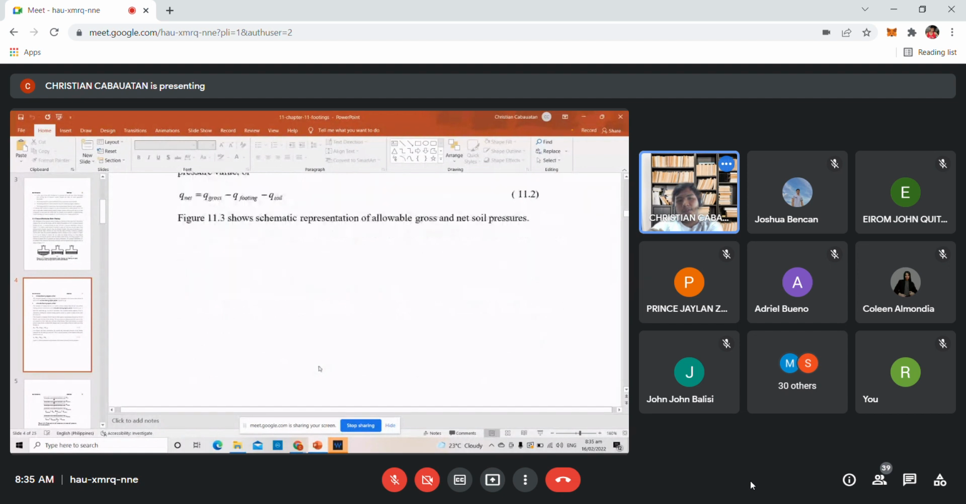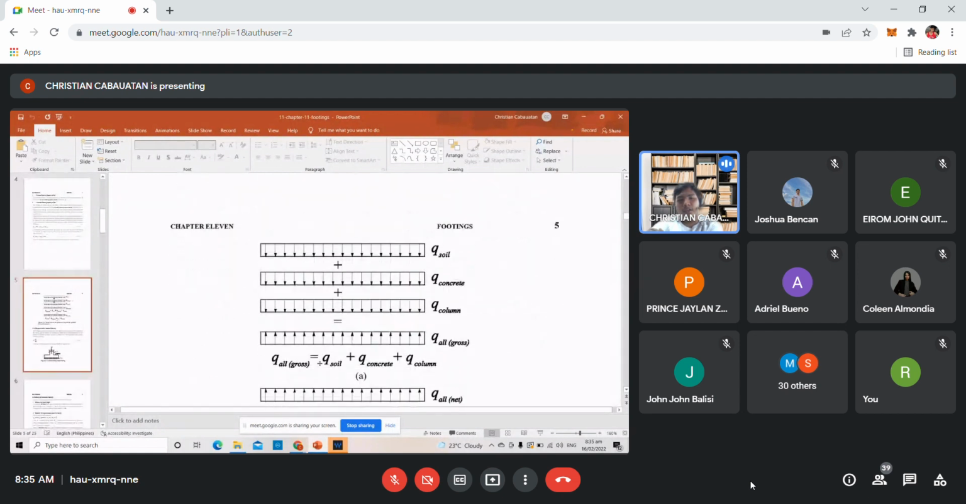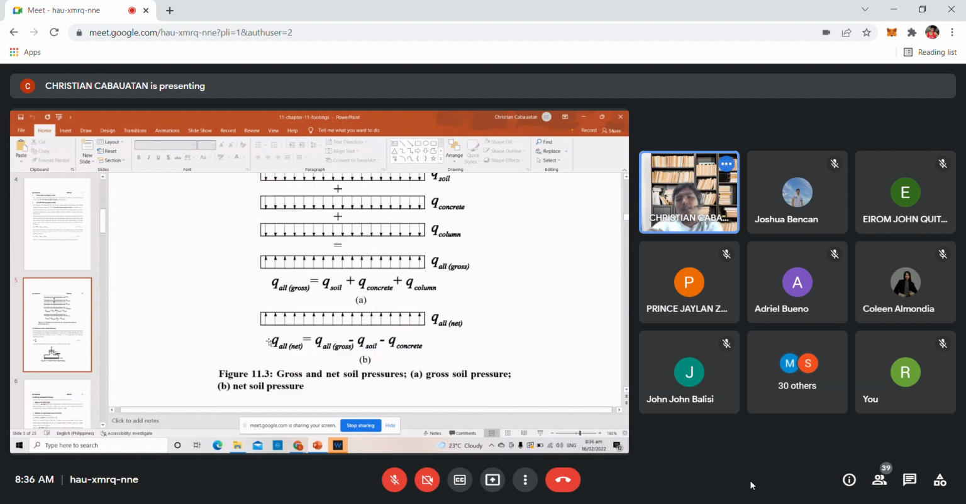Okay? So this figure would present the computations yung kanina na pinagbabanggit ko. Okay? The Q of the soil, i-add mo sa Q ng concrete, i-add mo sa Q ng column, makukuha mo si Q all gross or the Q allowable gross. Okay? Dito naman sa pangalawa, si Q allowable net ay makukuha mo siya kapag si Q allowable gross ay binawasan mo kay Q ni soil at Q ni concrete. Okay?